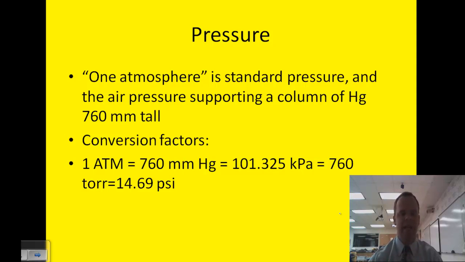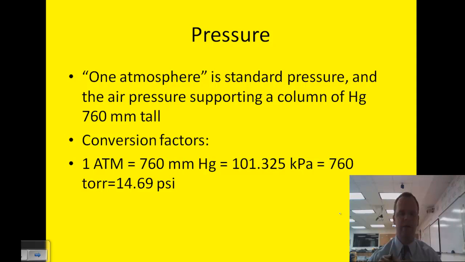We also have pascals, that SI unit we talked about earlier. The SI unit is relatively small, so we generally deal with kilopascals, and 1 atmosphere, or 760 millimeters of mercury, is also equal to 101.325 kilopascals. Those 3 are also equal to 760 torr. And our last pressure unit, PSI, pounds per square inch. The English units of pounds for force, square inches for area.